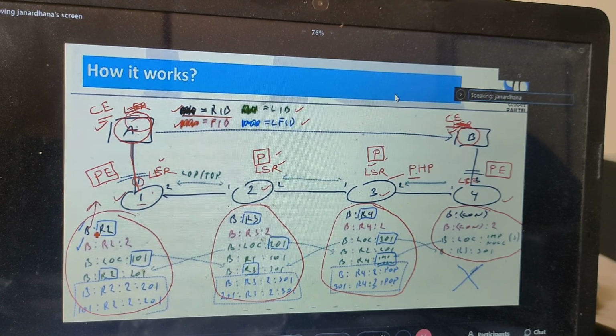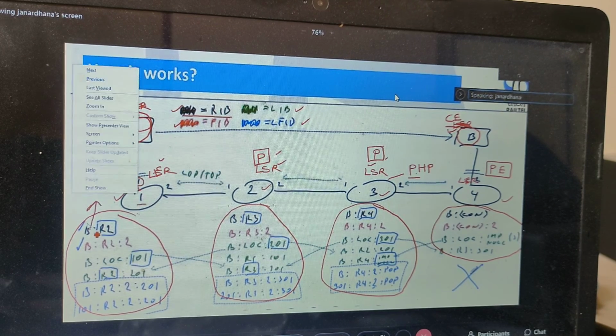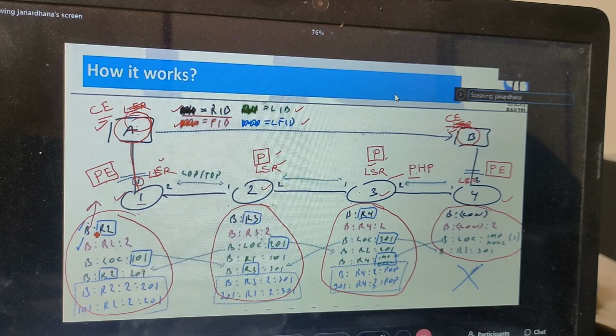Right. So what will router number 1 take? Whatever IP packets have come, what will a normal router do? It cannot send directly, it has to go to the destination B. So this is the destination B.